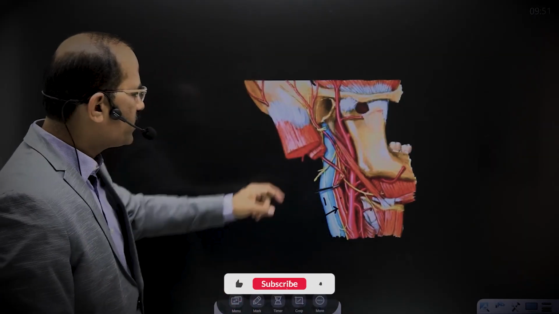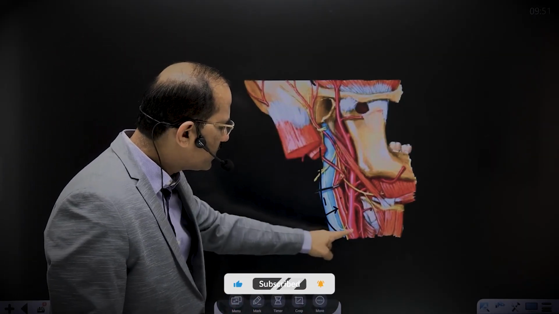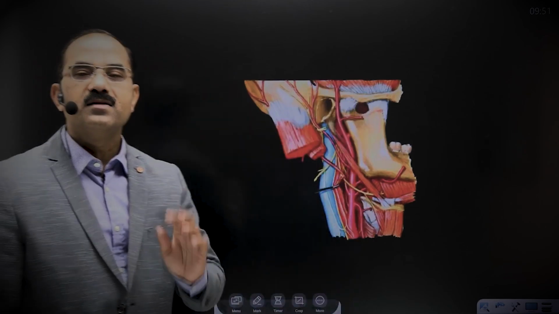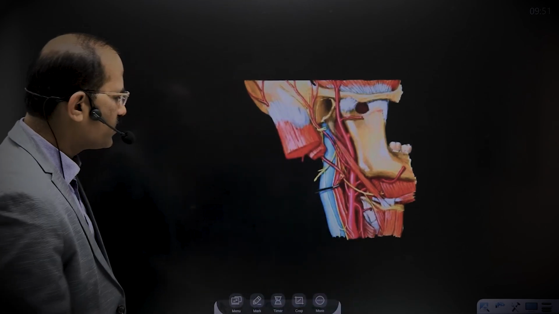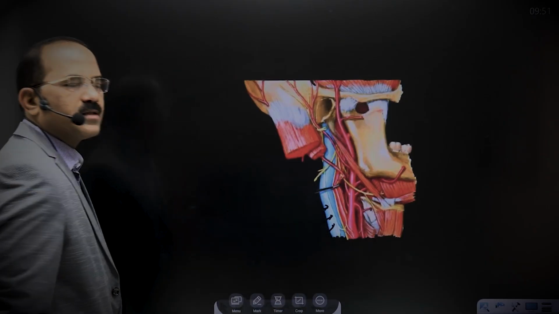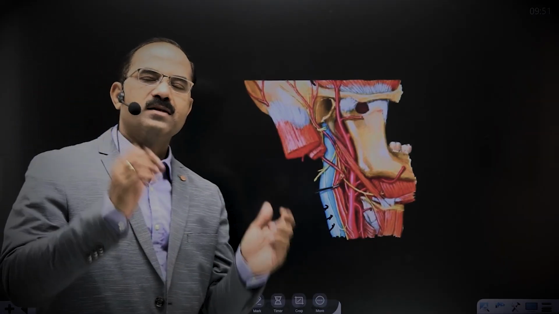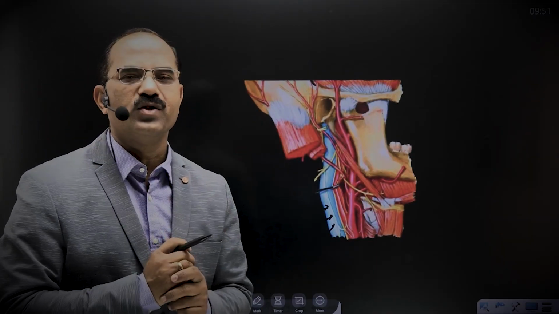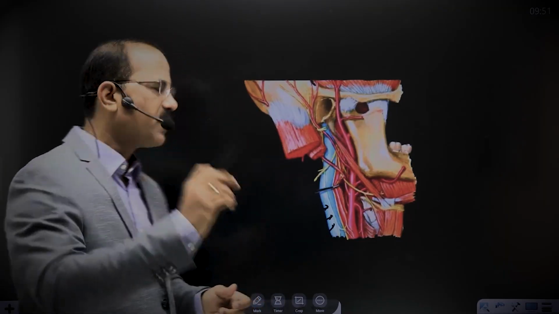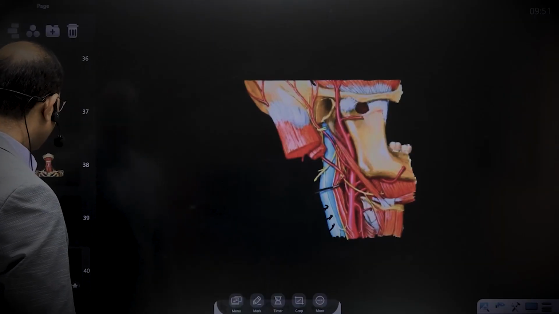And what lies on the anterior wall of the carotid sheath? Students, can you see this U-shaped loop here? This loop is known as the Ansa Cervicalis. I'll just put arrows for you. So this loop is the Ansa Cervicalis. This Ansa Cervicalis lies on the carotid sheath. And what is this Ansa Cervicalis? How is it formed? What does it supply? That's very, very important. Let us understand this Ansa Cervicalis.